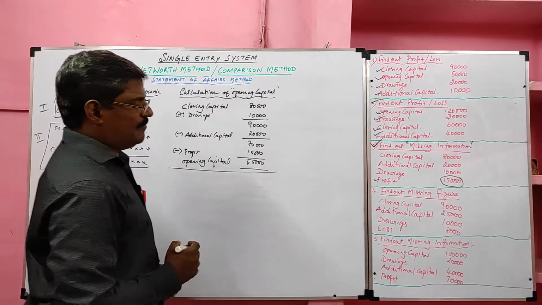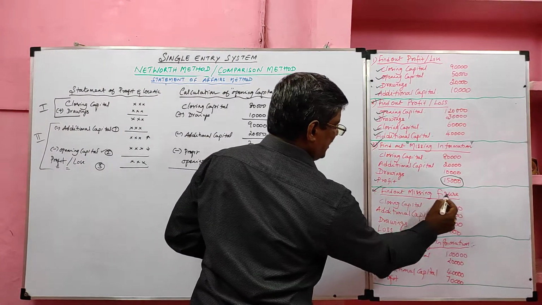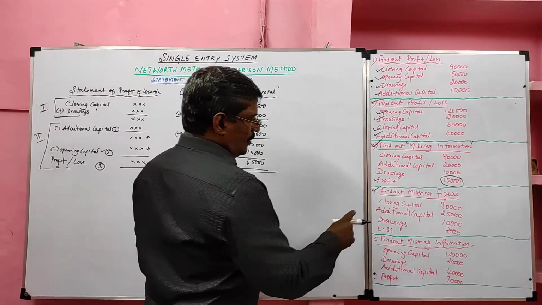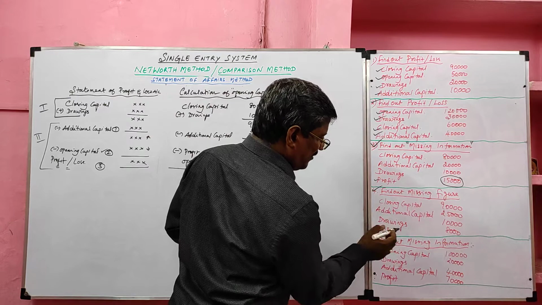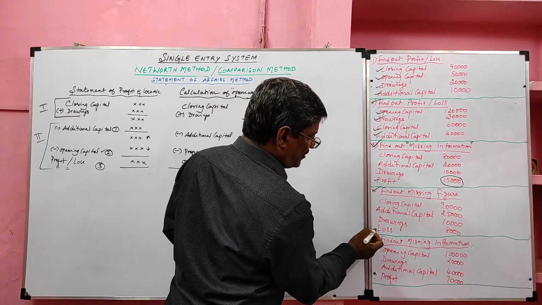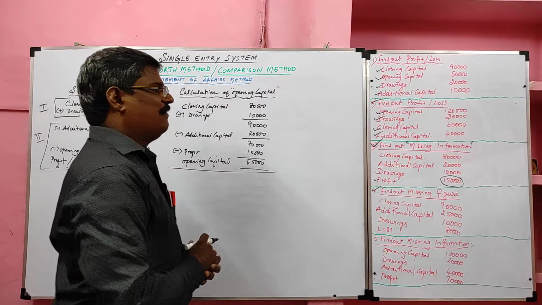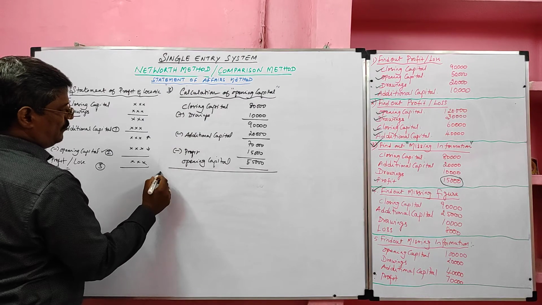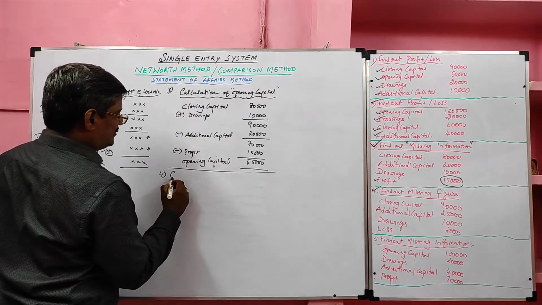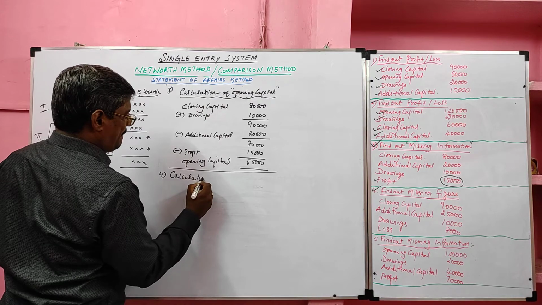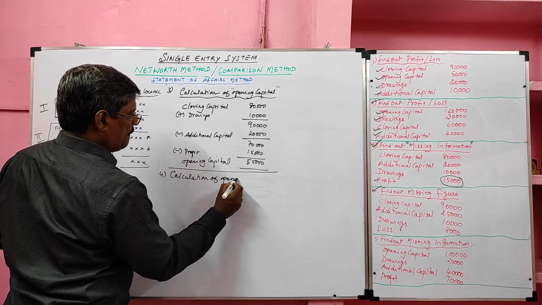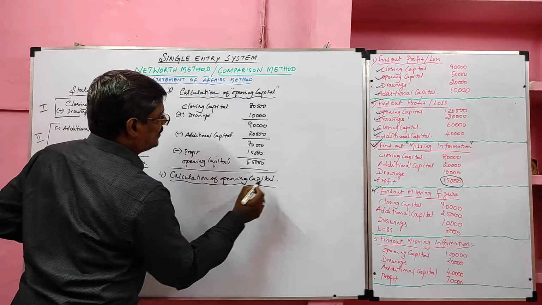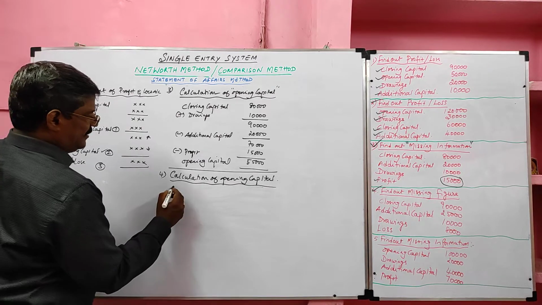Likewise, we'll see the next problem. Find out the missing information. Here also one item is missing. First we will find the missing item. Closing capital given, additional capital given, drawing given, loss given. So here also again opening capital is missing. Yes, this is sum number 3. Now I am going to solve sum number 4. Here also the missing item is opening capital. Calculation of opening capital. The opening capital lies in the second part, so we can start with the first part item, namely closing capital.